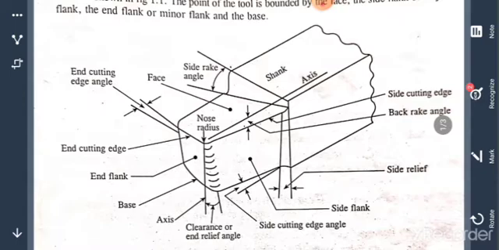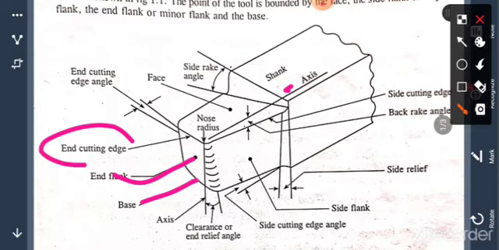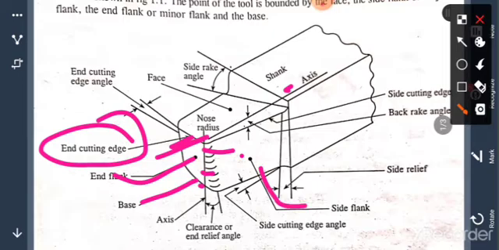Easy terms you can remember: the shank, the base, the end plank, then the very important cutting edge, which you have to show. This is the cutting edge, and you can remember the nose radius, the side plank, and the pace. Try to remember at least this much from the exam point of view.